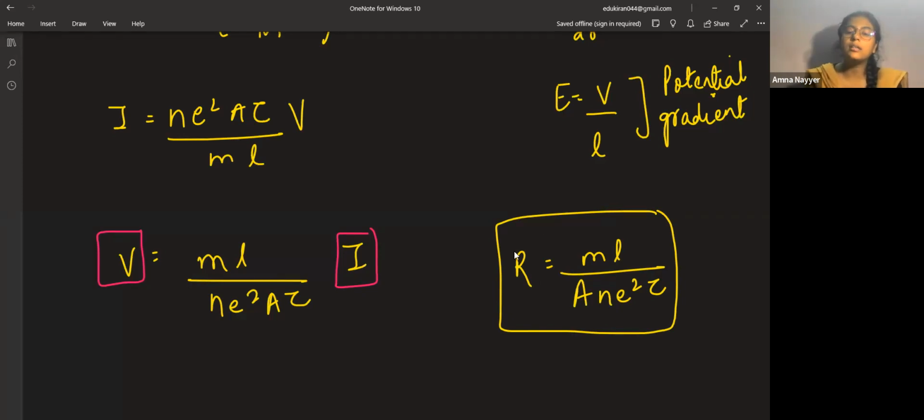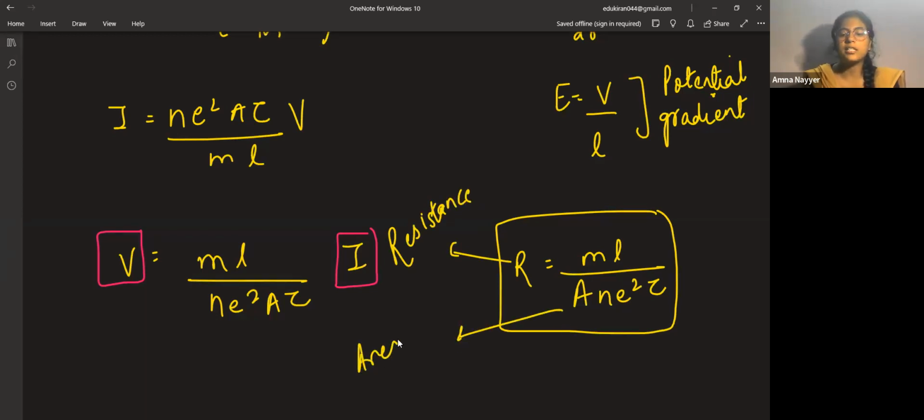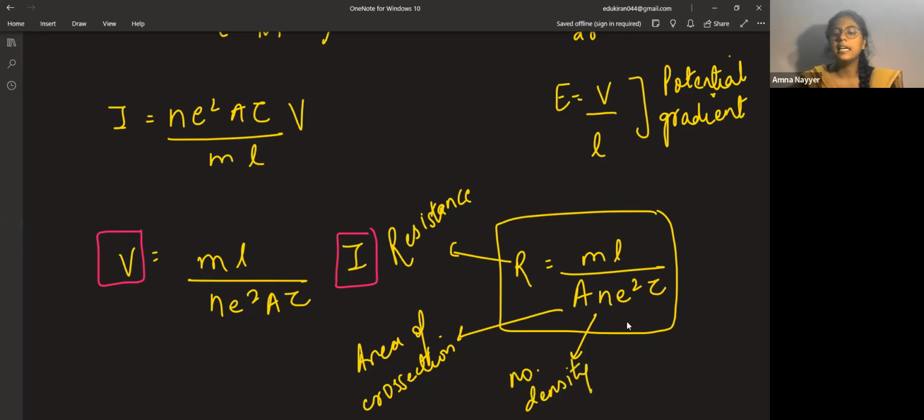Now what are all the terms? R stands for resistance. A is the area of cross section. Area of cross section means, suppose a wire is there. If I cut the wire like this and then I see it, that becomes the area of cross section. N is number density, means the number of electrons in 1 unit volume. In 1 meter cube, how many electrons are present? So this is number density. E is the electronic charge, which in the last class also we have revised, 1.6 into 10 to the power minus 19 coulomb.